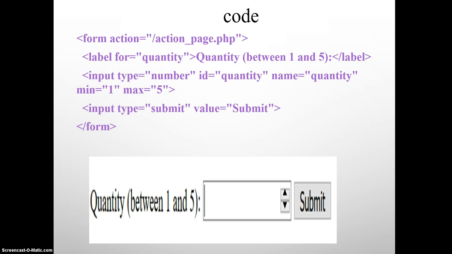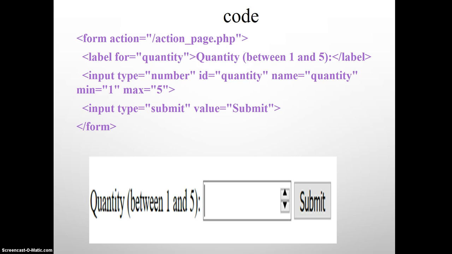Here I will explain. Input type is equal to number, id is equal to quantity, name is equal to quantity, min is equal to 1, max is equal to 5. Min is equal to 1, that means the minimum range is 1 and the maximum range is 5. Not less than 1, not more than 5. Coming to the output, quantity between 1 and 5.